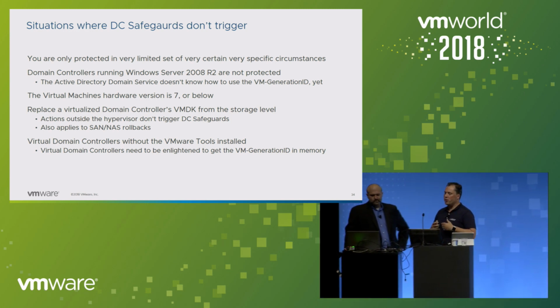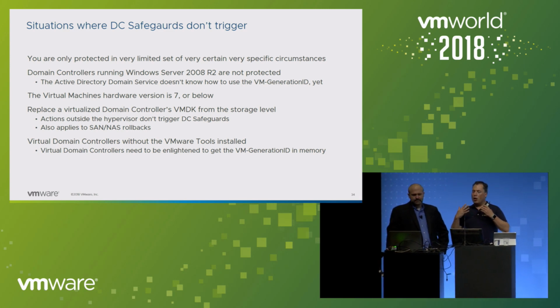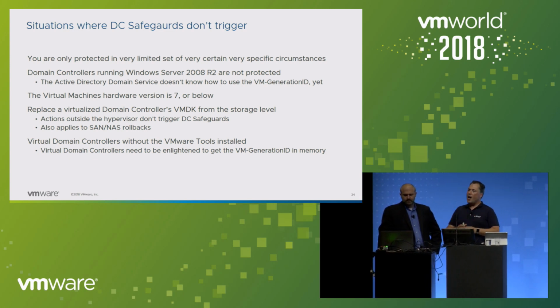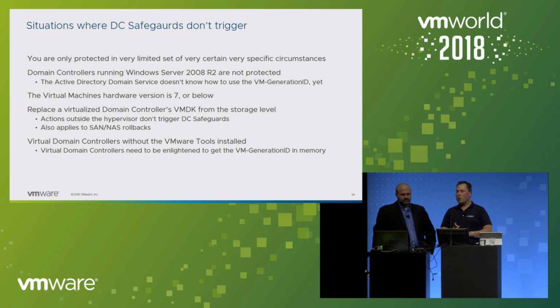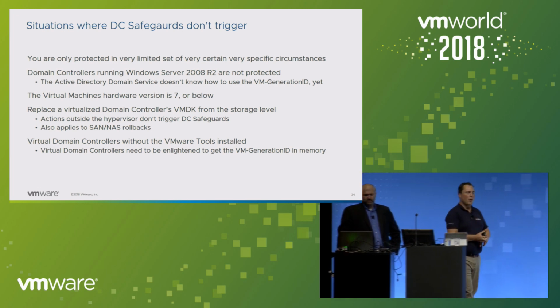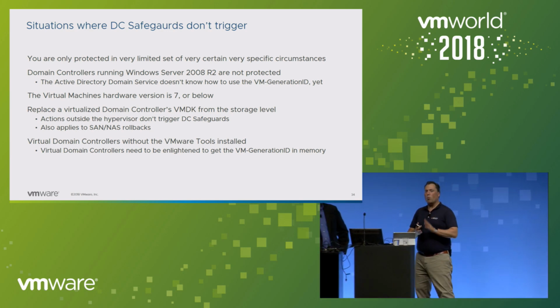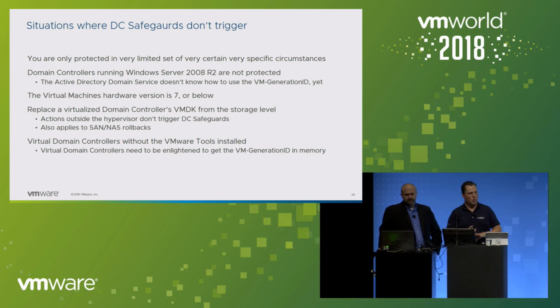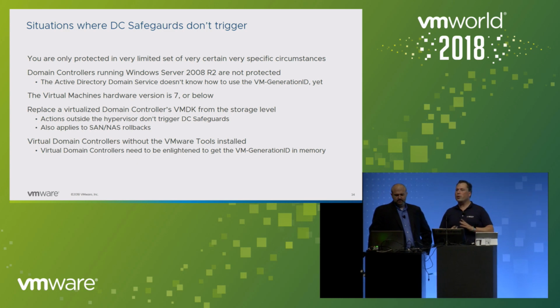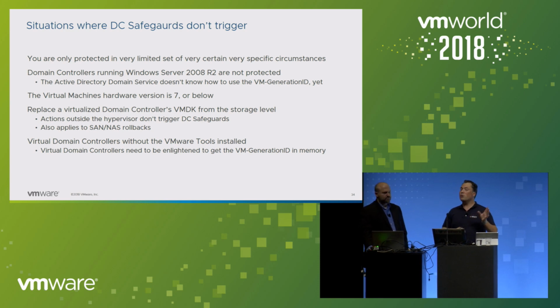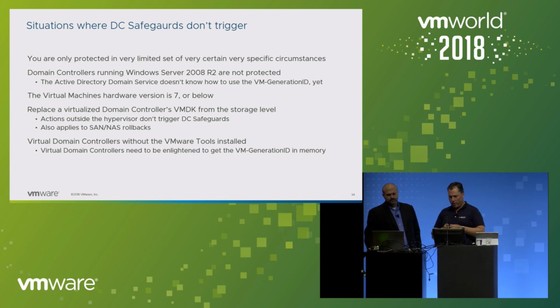The other thing is that if you do not have the VMware tools installed, if you do not have Windows Server 2012 as the operating system, then domain controller safeguards will also not trigger. This feature uses the VM generation ID feature in each and every mainstream hypervisor these days, luckily, to give you that functionality. Windows Server 2008 R2 and earlier do not know how to work with that.